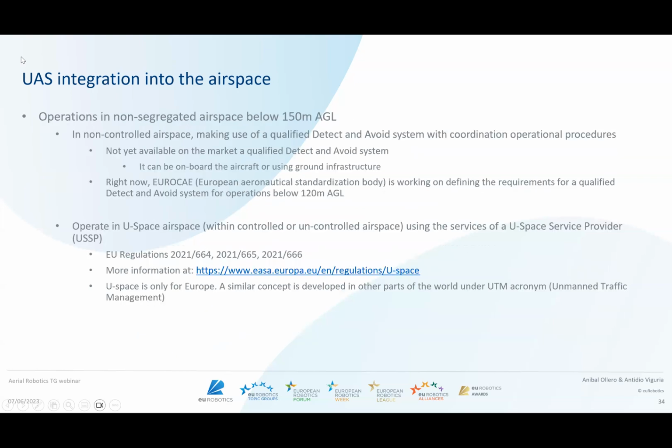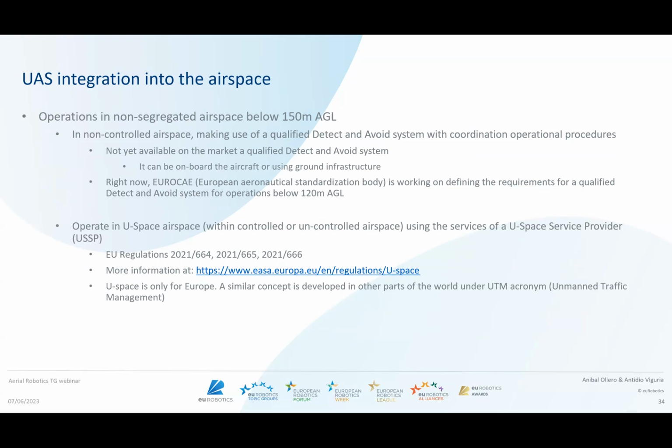And then just to comment about the options to fly below this 150 meters, in non-controlled airspace, we have to make use of a qualified detect and avoid system in order to detect other airplanes around. This is not yet available on the market, a qualified detect and avoid system. It can be on board the aircraft or using ground infrastructure. And actually, right now, EUROCAE, which is a European Aeronautical Association body, is working on defining this requirement for a qualified detect and avoid system for operation below these 150 meters.